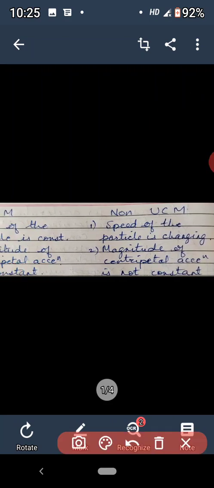Similarly, the second point: in uniform circular motion the magnitude of centripetal acceleration is constant, but in non-uniform circular motion, the magnitude is not constant.